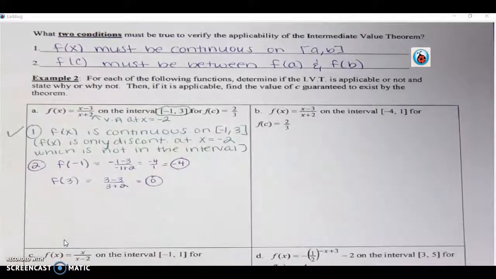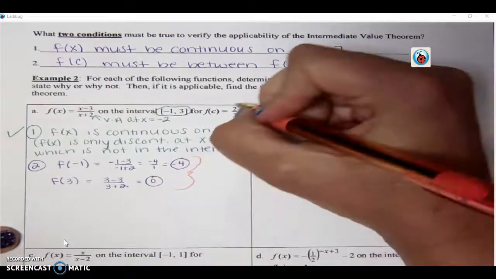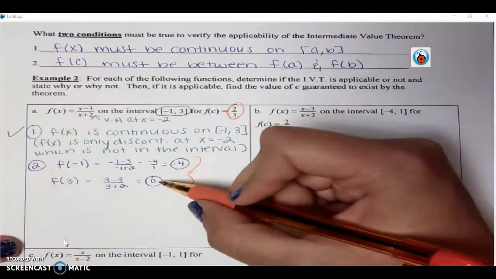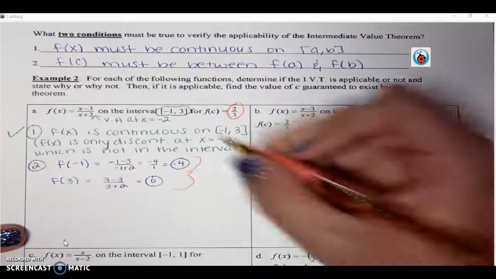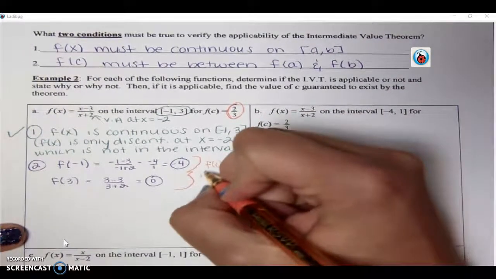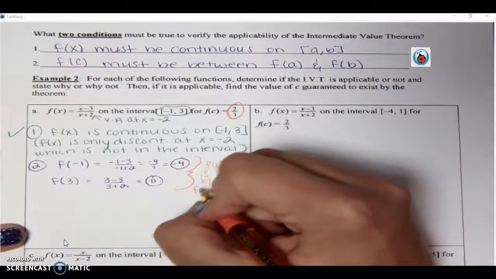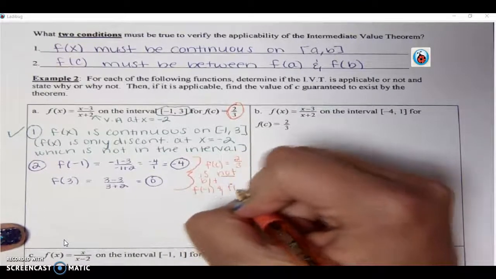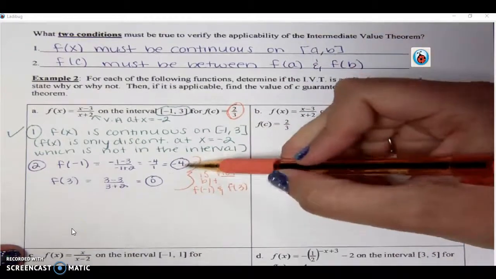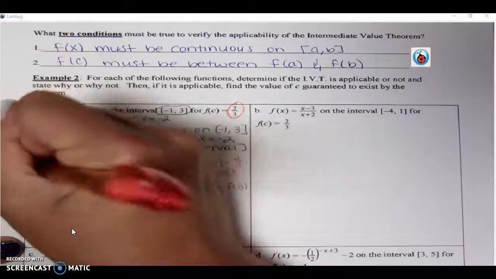So we have to check: is 2/3, because that's the y value that we're looking for here, between -4 and 0? No, it's not. So we're going to write f of c equals 2/3 is not between f of -1 and f of 3. Okay, 2/3 is the y value. It's not between -4 and 0, so it's not between our f of -1 and f of 3. So step 2 does not work.